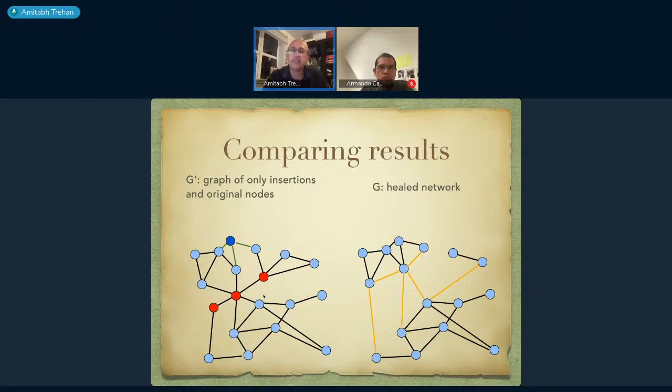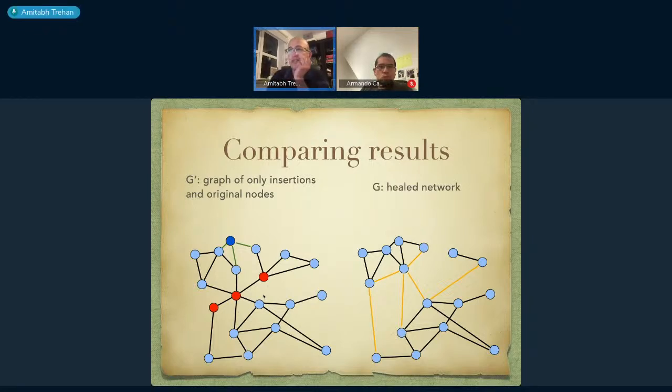So thinking on that notion, we came up with the idea that now we maintain 2 different graphs. The first one is the graph of only insertions and original nodes, which are already there. And the second is the actual network at the present time, so the healed network.